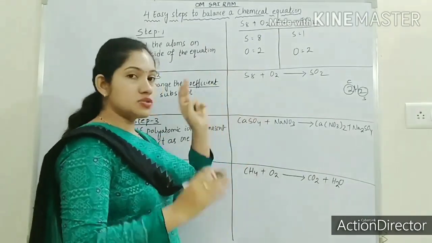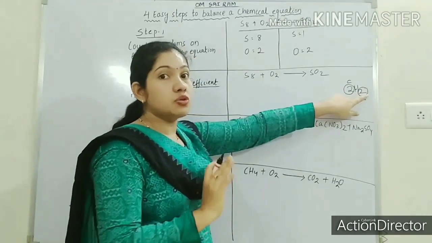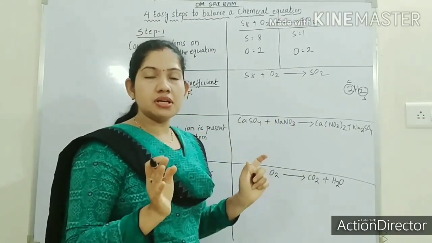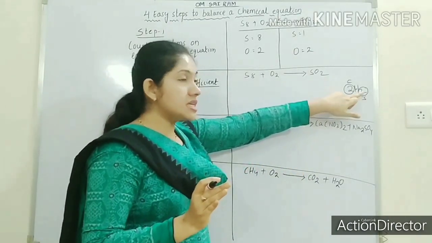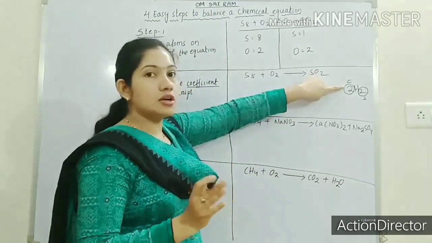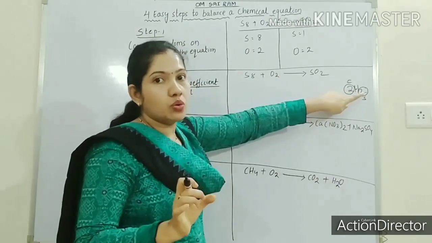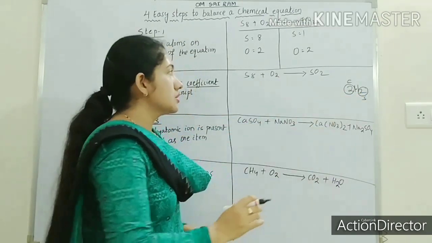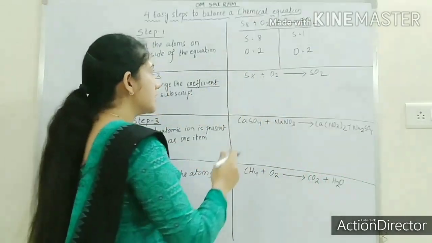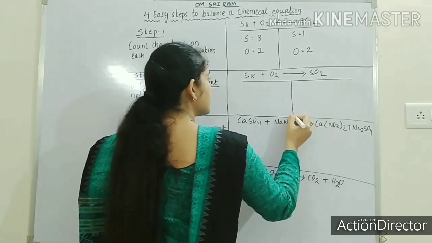Got it? So just keep it in mind that you do not change the subscript. You cannot change the subscript in a chemical equation when you are balancing it. You can only change the coefficient, which is written on the front side. Don't change the number which is written below the element. Got it? So here I have written the same example. Let us see how we can change the coefficient.